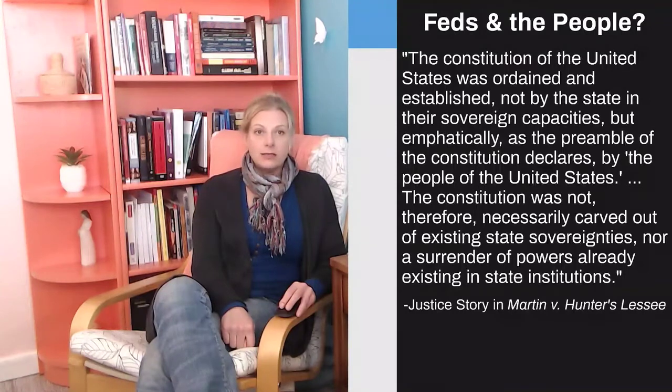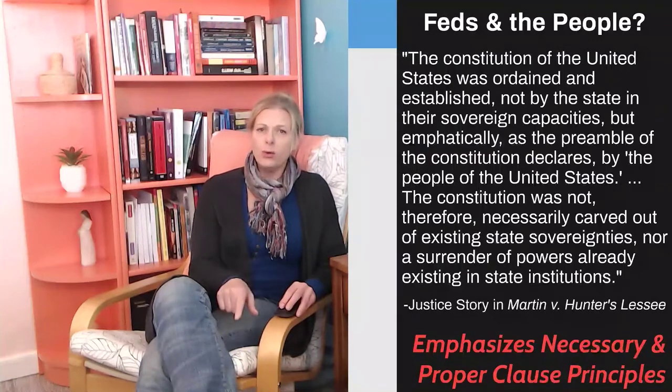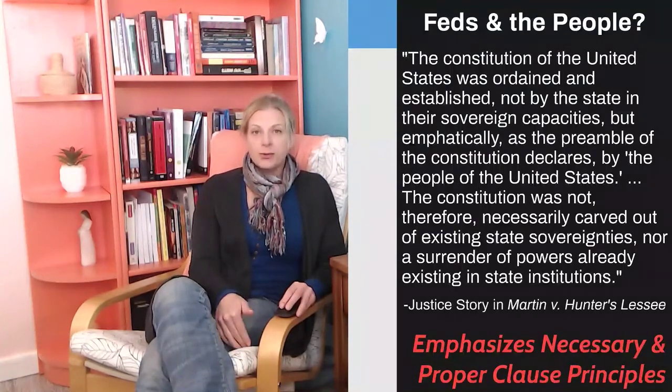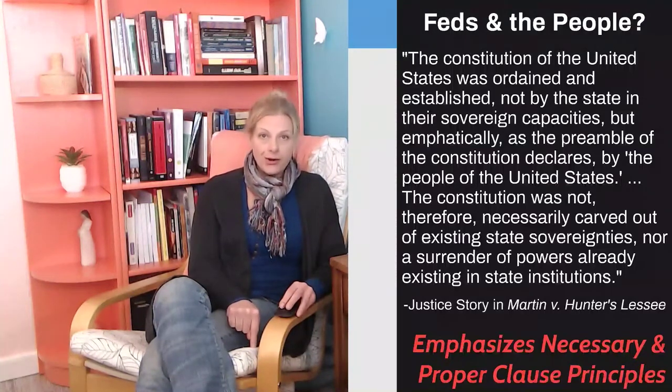The Constitution was not therefore necessarily carved out of existing state sovereignties, nor a surrender of powers already existing in state institutions. So here we see an emphasis on the principles of the necessary and proper clause, the idea that the states aren't the main partners to the federal government in this agreement, but instead this is an agreement between the people and the federal government. So we're going to see this echoed in the kinds of federalism, or the flavors of federalism, that we tend to cycle between over the course of American history.